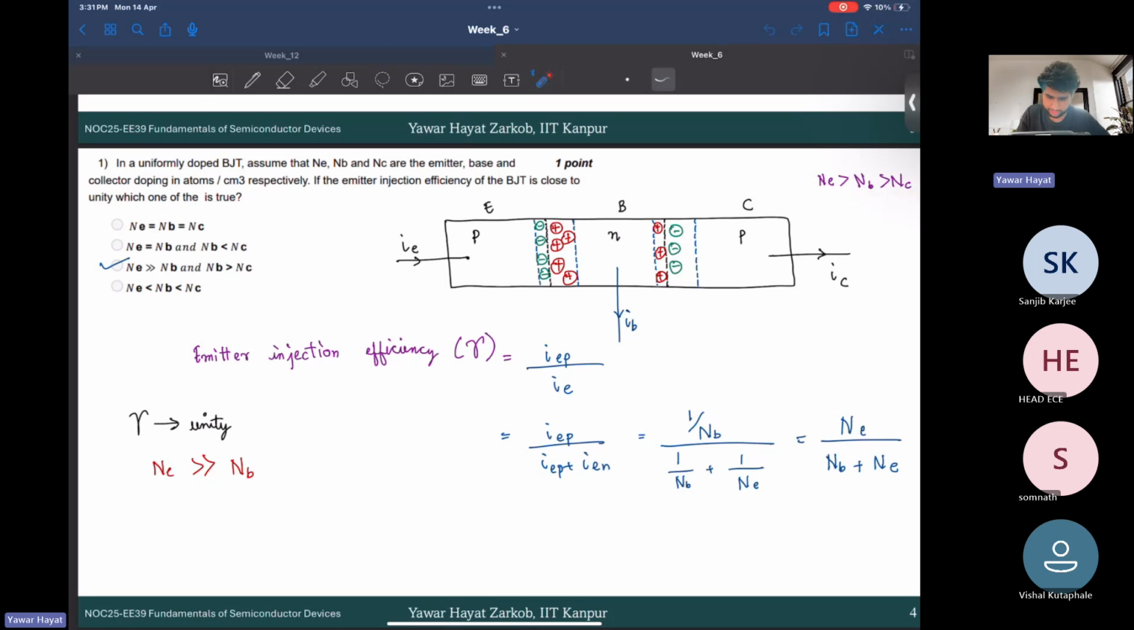So the other important information given in the question was that your emitter injection efficiency of the BJT is close to unity, right? So that means your gamma is unity. Gamma is I_EP by I_E, right? And you can write that gamma in terms of doping. It turns out the expression would be N_E by N_B plus N_E. This I had left as homework, but I did not receive a mail as to how you come from this to this. So if anybody is interested, you can still mail me.